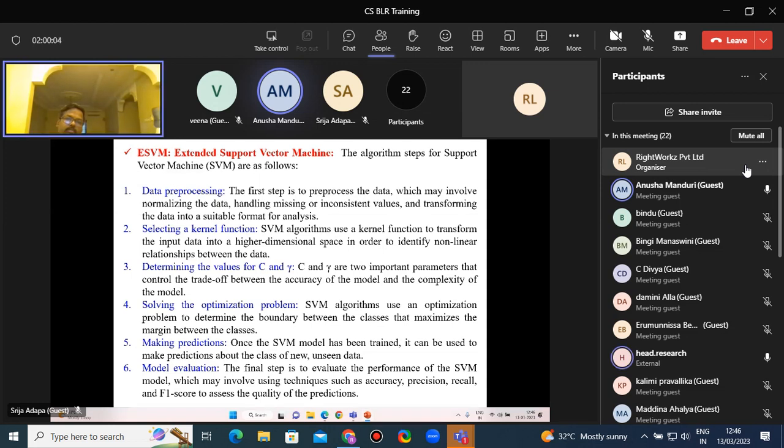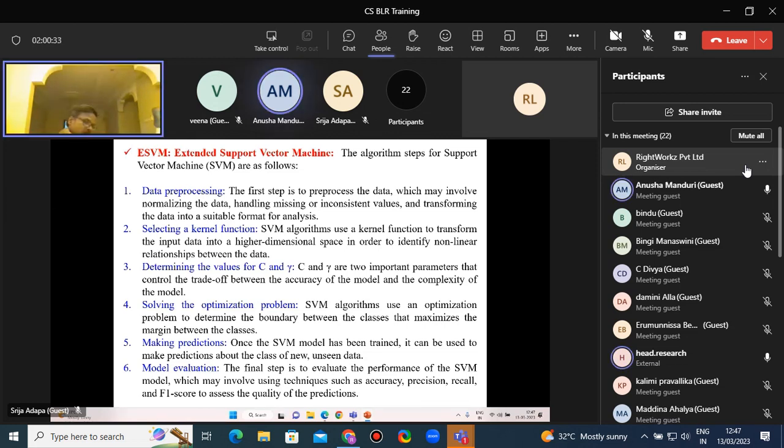Third one is determining the values for C and gamma. C and gamma are two important parameters that control the trade-off between the accuracy of the model and the complexity of the model. Fourth one is solving the optimization problem. SVM algorithms use an optimization problem to determine the boundary between the classes that maximizes the margin between the classes.